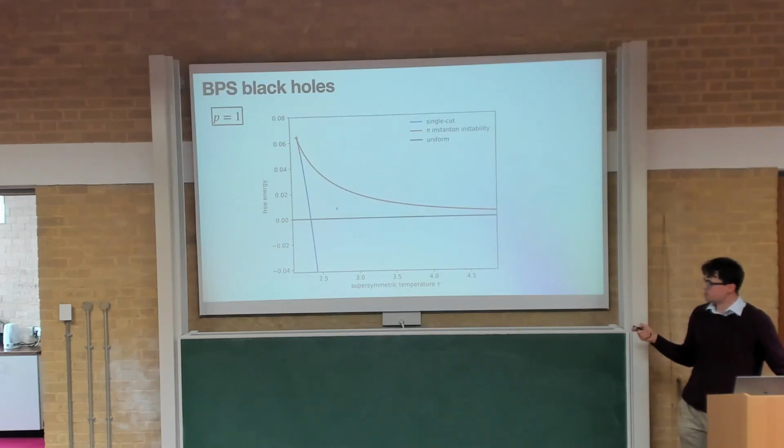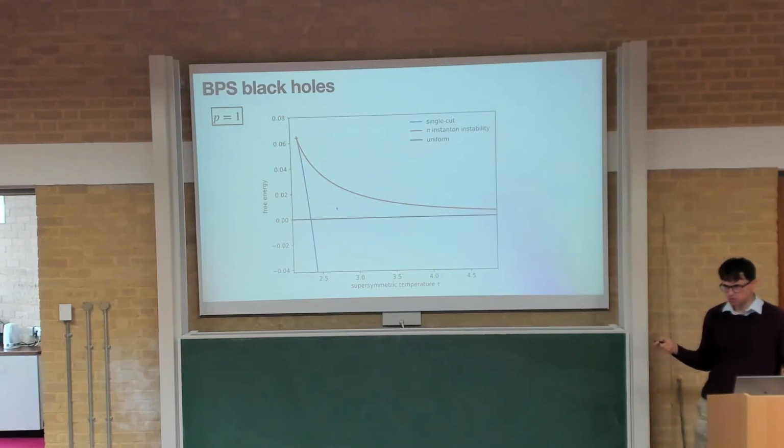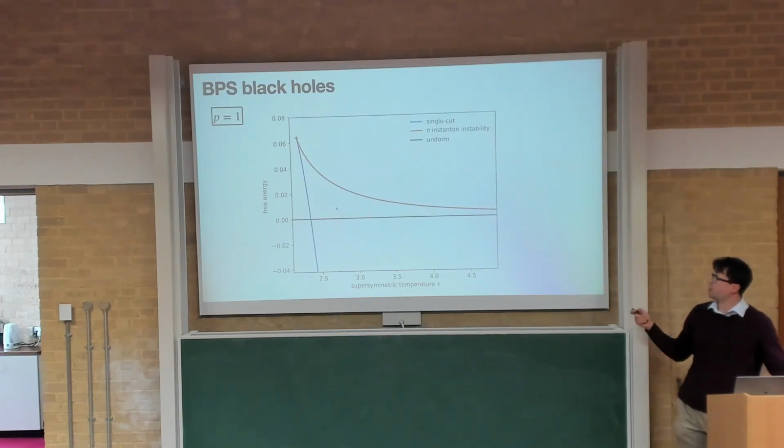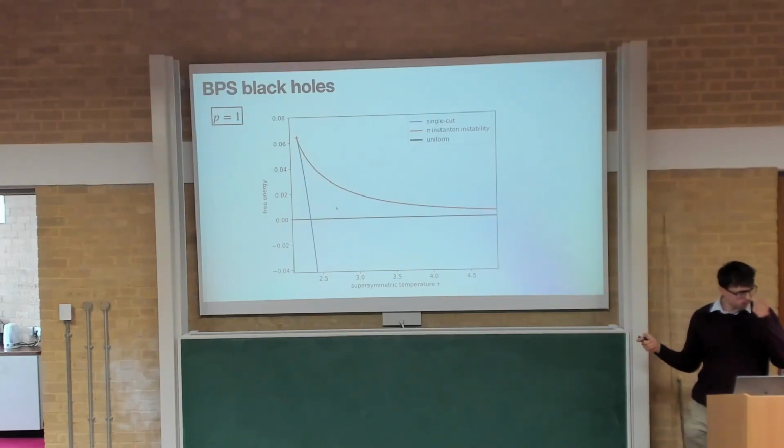So I applied this to the black hole and checked for instanton condensation, and I found that it seemed like there really was an instability along the small black hole saddle.